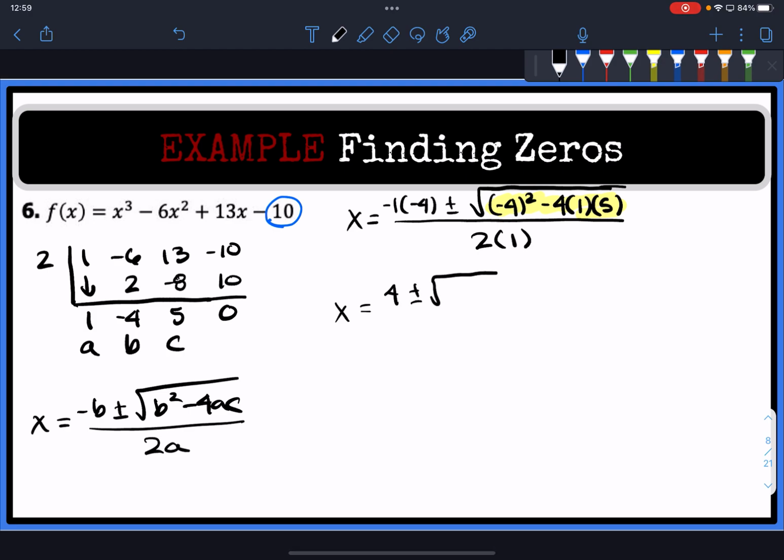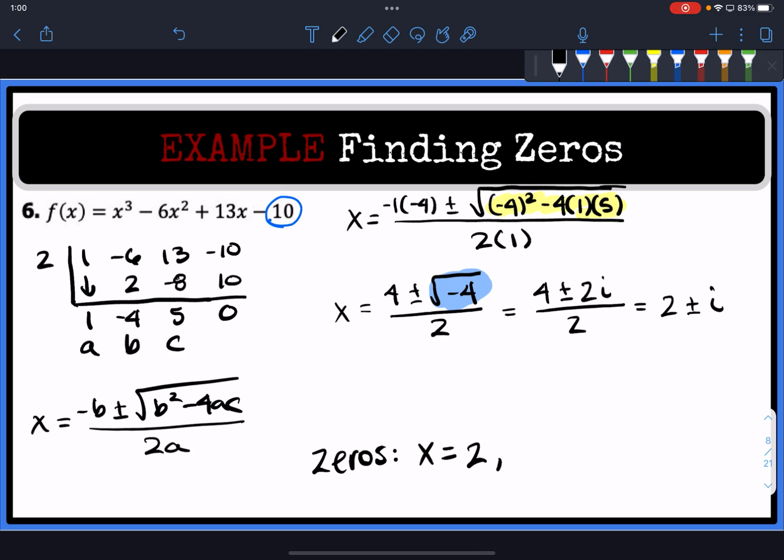Okay, but plugging it all into my calculator, I'm going to end up with this simplifying to -4. And well, the square root of -4 is similar to the square root of +4, which is 2. The only difference is that because of the negative, we have an imaginary unit, so we end up with 2i. And just like the previous example, I can divide 4 by 2, which is 2. 2 divided by 2 is 1. So here is our imaginary zero, our complex zero. So 2 plus i and 2 minus i. So our zeros are 2, that's the rational one, and 2 plus i and 2 minus i. So these are the 3 zeros to this polynomial function.